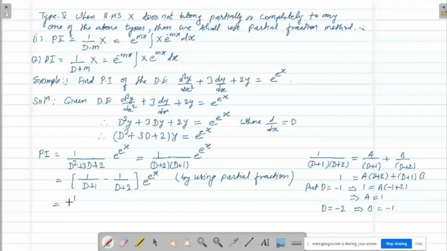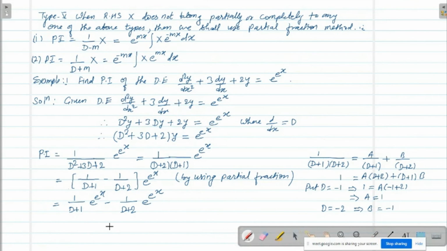So this equals 1 upon d plus 1 of e raised to x, minus 1 upon d plus 2 of e raised to x. Now let us go for the next page and just apply the technique. This is the plus sign, d plus 1, so we will use the second one. The second one is e raised to minus mx. Here m is 1, so e raised to minus x.